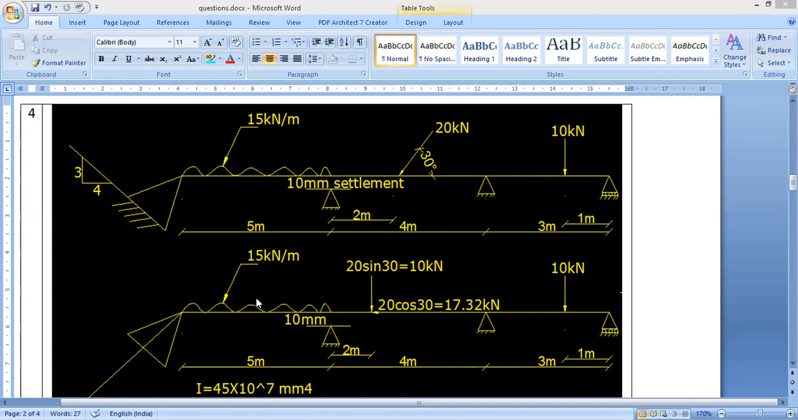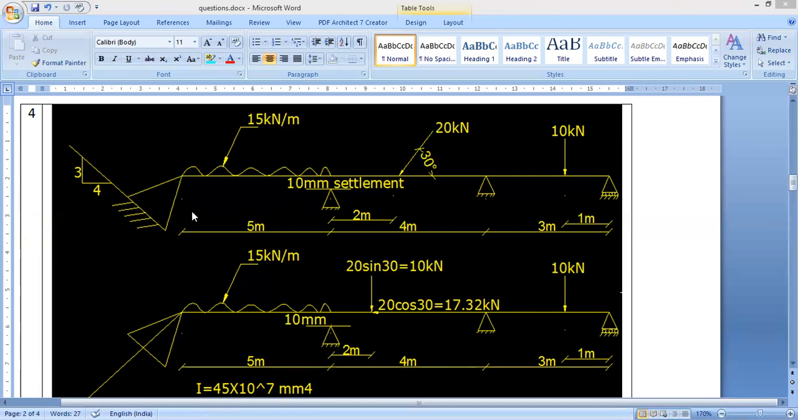So while solving, you have to see that this inclined load cannot be directly provided in STAAD. Instead, you have to resolve this force into a horizontal component and a vertical component. The horizontal component is 20 cos 30, which is 17.32 kilonewton, and the vertical component is 20 sin 30, which is 10 kilonewton. And they are acting at a distance of 2 meters from the second support, right? They have given the I value here as 45 into 10 power 7 millimeter to the power 4.